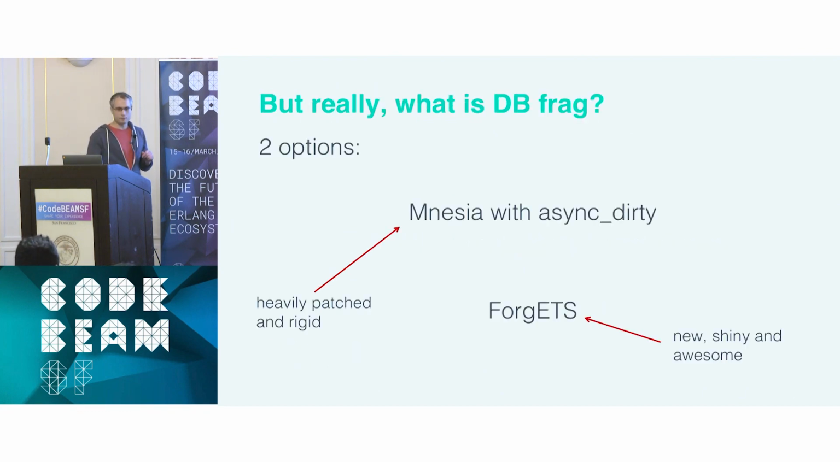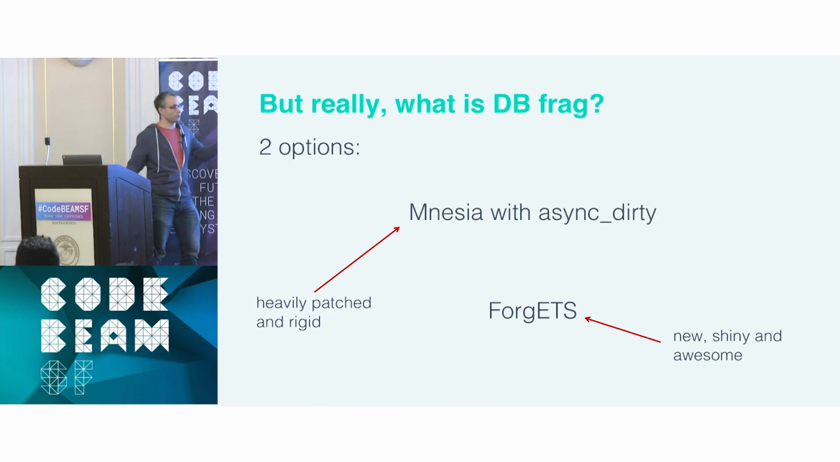In practice, it comes down to two alternatives. For a very, very long time, we've been running Amnesia, and we still rely on Amnesia heavily in our current production system. We run it with async dirty. All the operations run with async dirty, meaning that there are no transactions, no DB level locking, but we do use disk logging for persistence and asynchronous replication. We had to modify it pretty heavily to scale for what we're using it for, but it's still not flexible enough. So therefore Forgets.